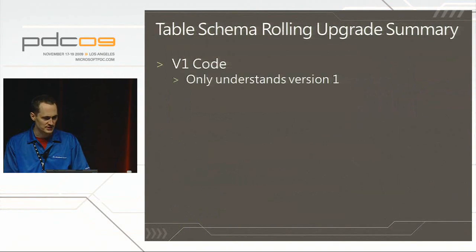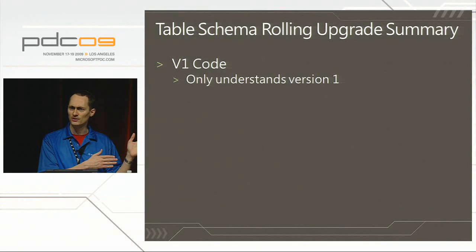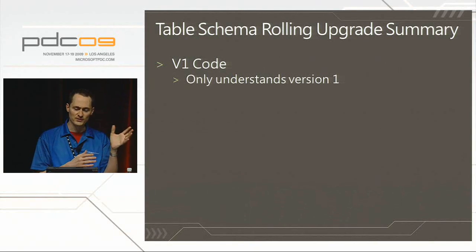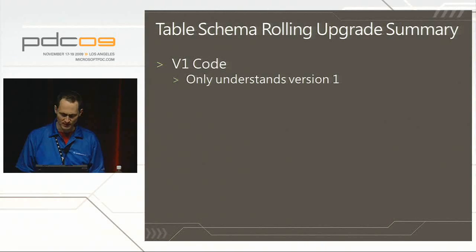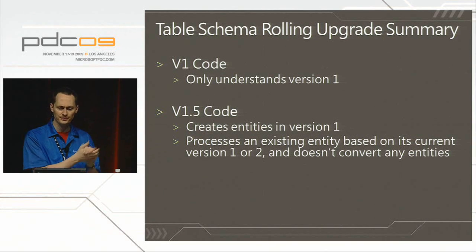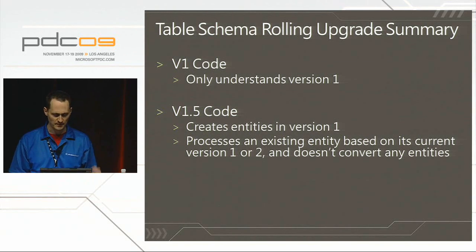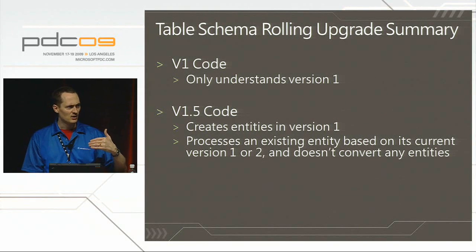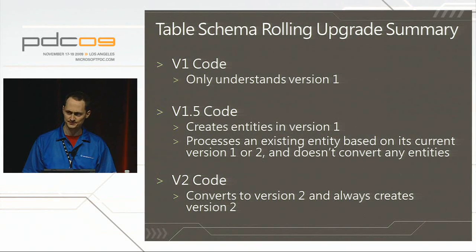Okay. So just to summarize this rolling upgrade process, this is very similar to the two-phase process we just talked about earlier with the protocol change. Here you have your v1 code with this class definition, and it only knows how to deal with entities with these properties. You then want to introduce a v1.5 version of the code that only creates v1 versions of these entities, because there's still other v1 clients out there. But it actually also knows how to process entities of both version 1 and version 2. But it doesn't do any conversion. Then after that rolling upgrade has rolled through the system, you then would upgrade the clients to v2, which converts all the entities to version 2 and always creates version 2 entities. OK.